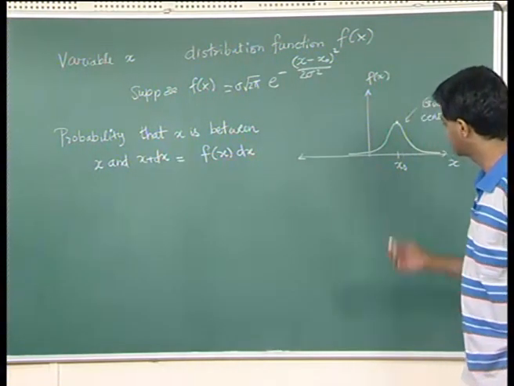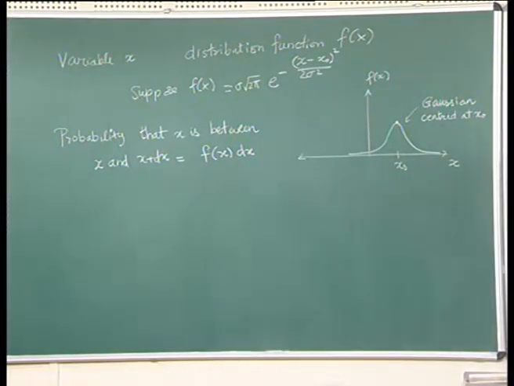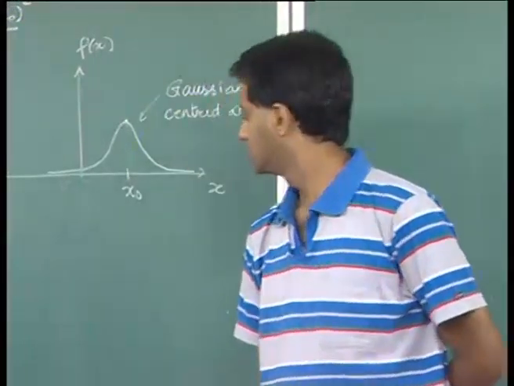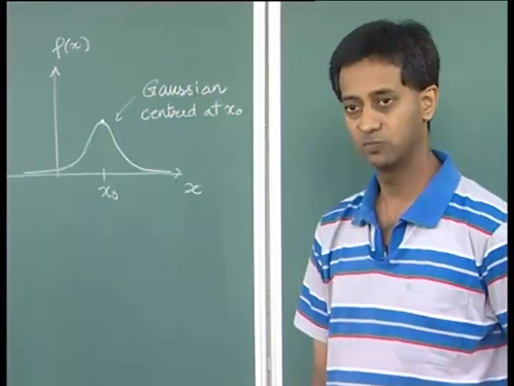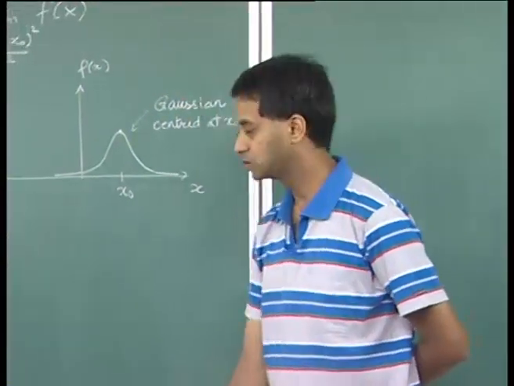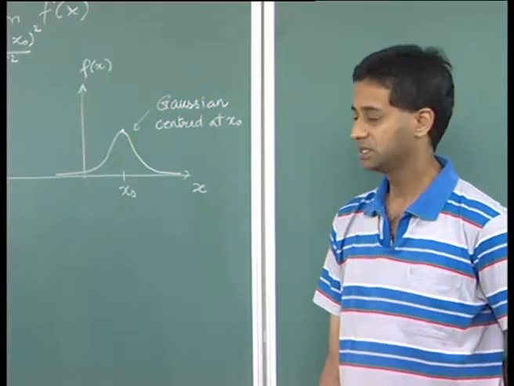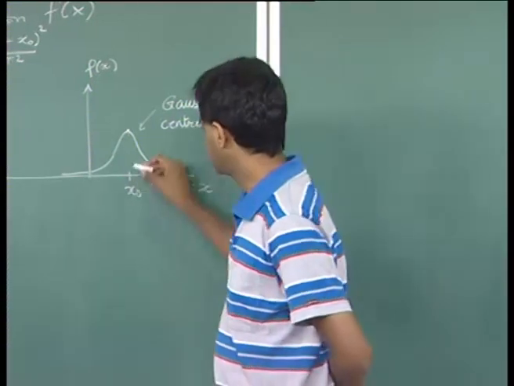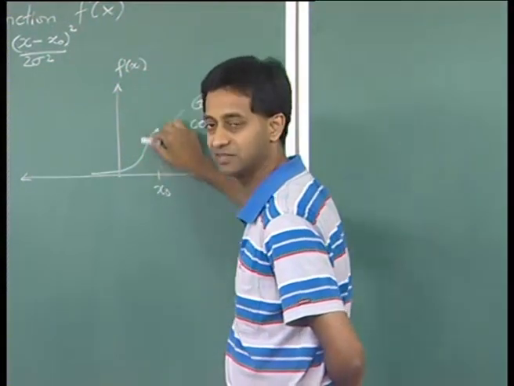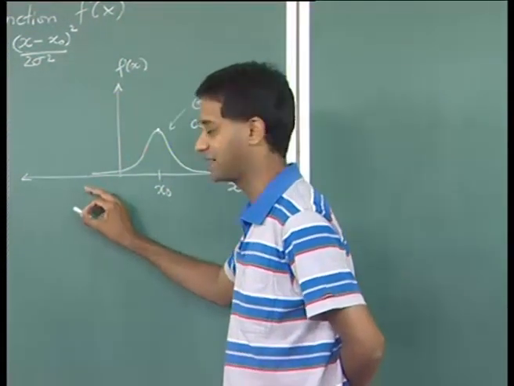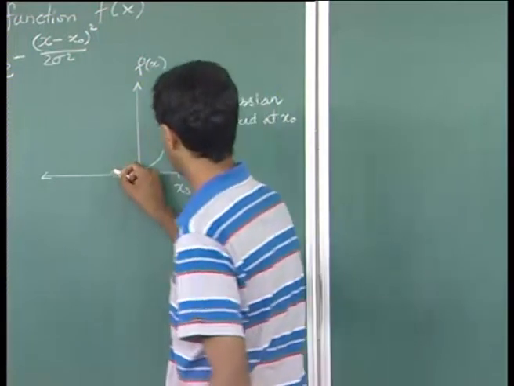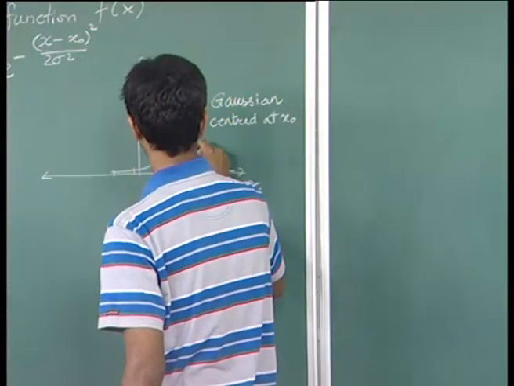Now, the way to think about this is the following: suppose you have this variable x and you had a way to measure it. You measure it once, you will get some value of x, you measure it again, you will get another value, and you keep repeating this measurement many times. If you repeat the measurement many times, then most of the times you will get values of x in the range where the distribution function is high, and you are less likely to get values where the value of the distribution function is very low.